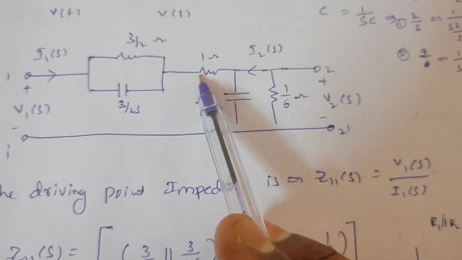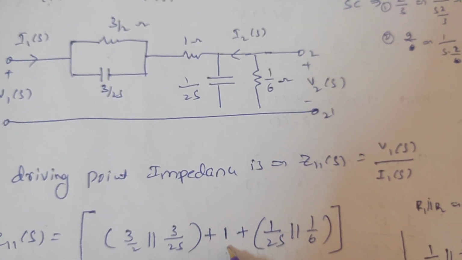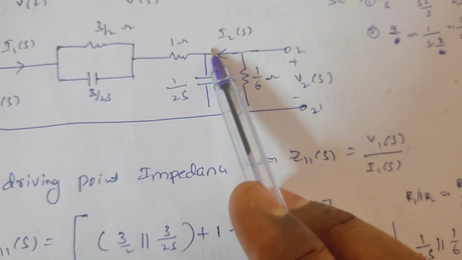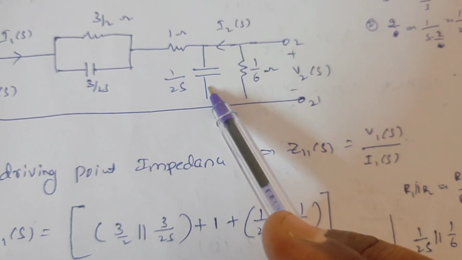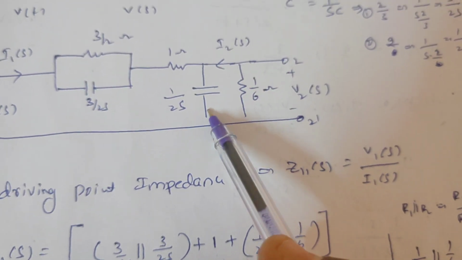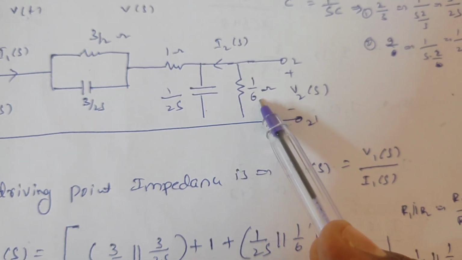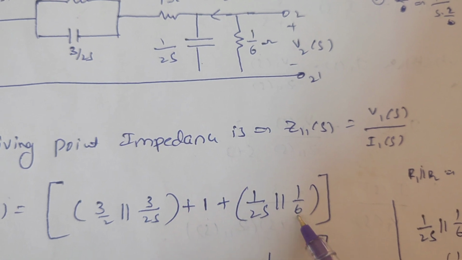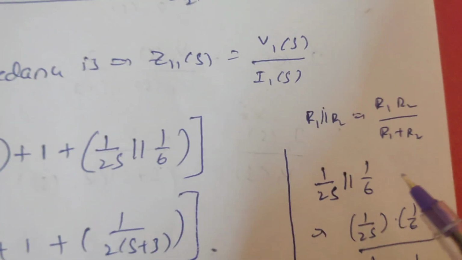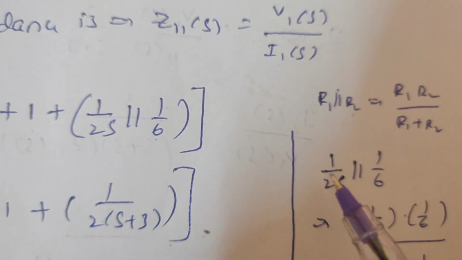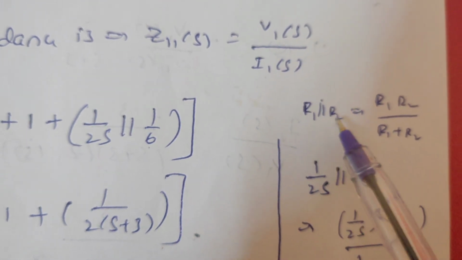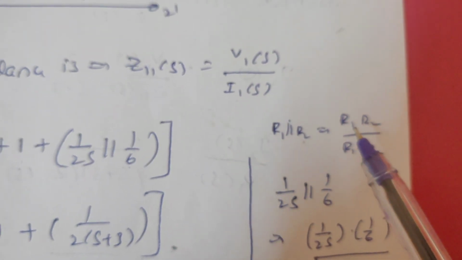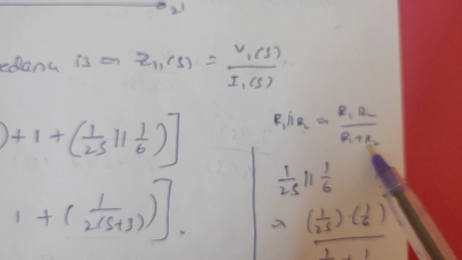Again this combination is in series with the 1 ohm resistor. Again this 1 ohm is in series with the 1 by 2s value. Again this 1 by 2s value is in parallel with the 1 by 6 value. So we find the parallel combination of those two impedances: R1 in parallel with R2 is R1 into R2 by R1 plus R2.